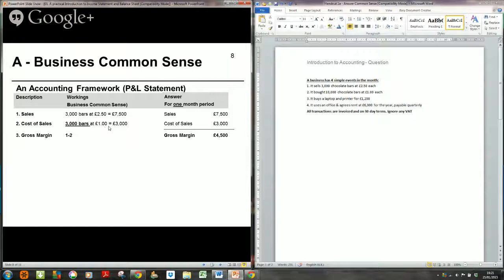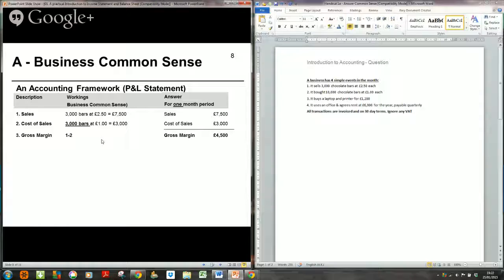So those of you who are more inquisitive will be sitting there and saying, well, what about the 7,000 bars? That's where we need our accounting system. In the common sense framework here, we're going to ignore that, put it to one side, and say what we're doing is describing the trading of the 3,000 bars.